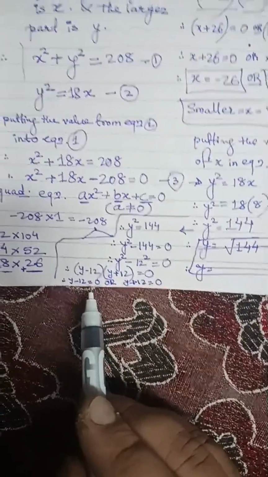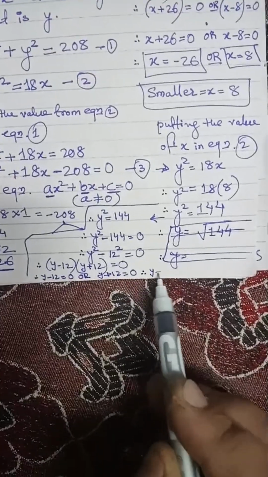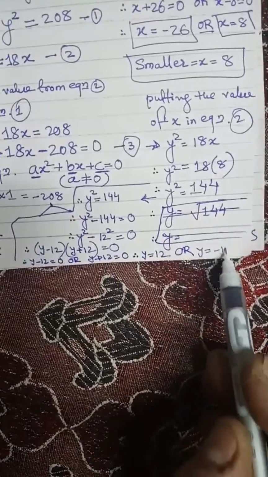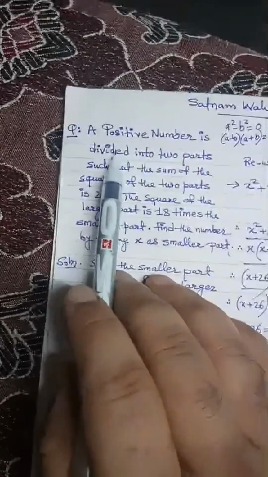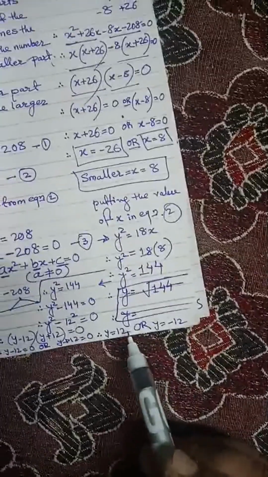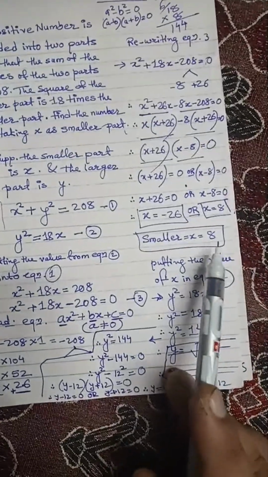If y minus 12 is equal to 0, therefore y is equal to 12. Or if y plus 12 is equal to 0, then y is equal to minus 12. But as we have been said in the question itself that it is a positive number, we'll take only y is equal to 12. Now y is what? It is a part only, larger part. And x is what? X is smaller part.